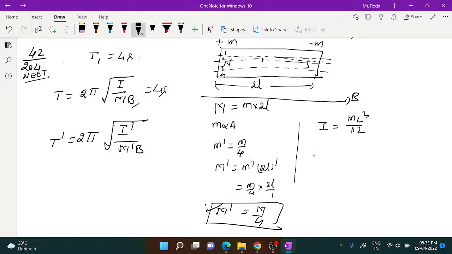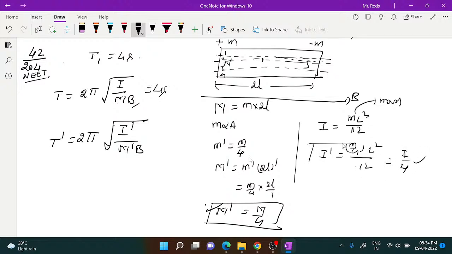When it is cut into 4 equal pieces, the mass is divided equally into 4 parts, so the mass of each part becomes m by 4. It is not the pole strength, it is mass here. The length L is the same. So the new moment of inertia is m by 4 into L square by 12, which you can write as I by 4. You can write it as I dash.